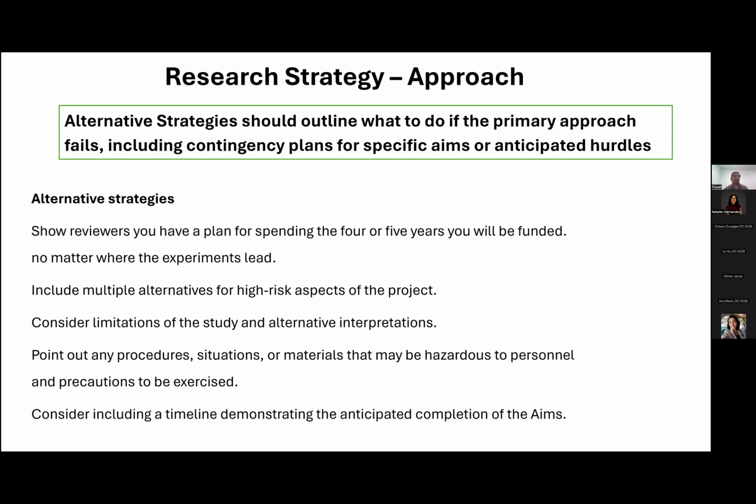how to tackle this. Show reviewers how you plan for spending your grant period, for example, 4 years or 5 years or 3 years when you get funded. And also include multiple risk aspects as well as alternatives. Always be aware and consider the potential limitations of the studies, and come up with alternative interpretations.